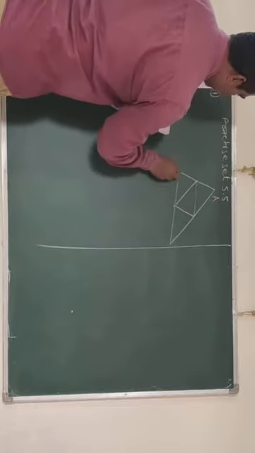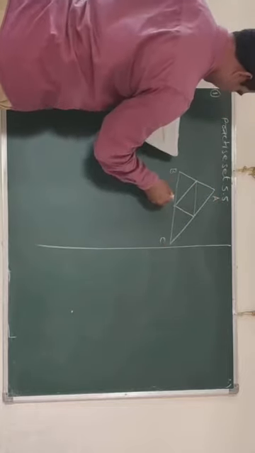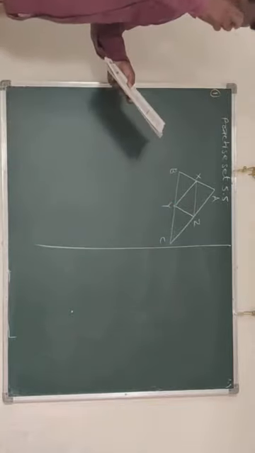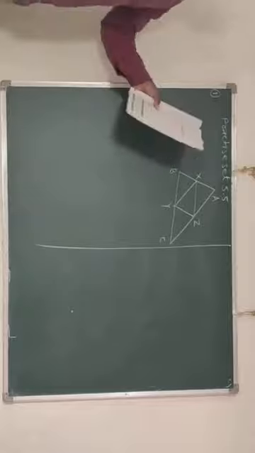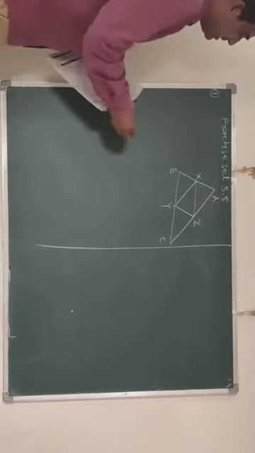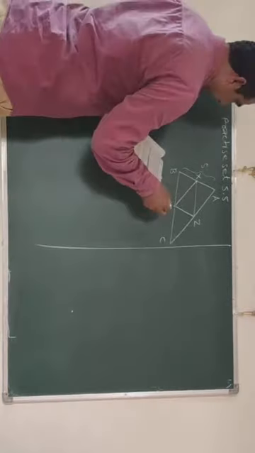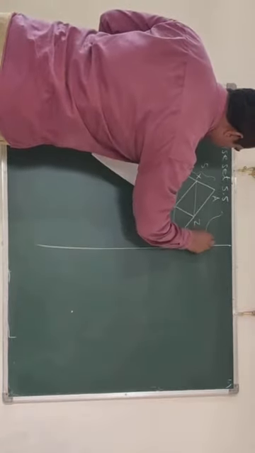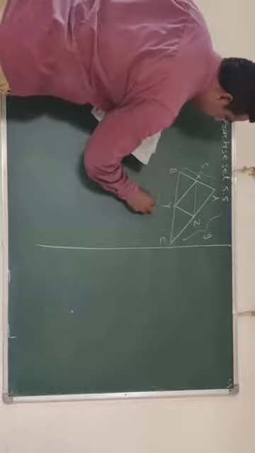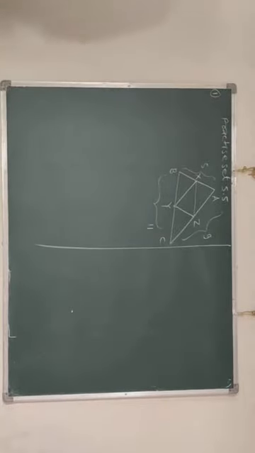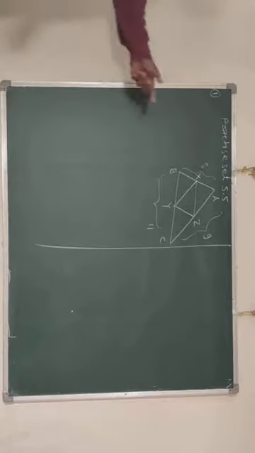A, B, C, X, Y, Z. In this, you are given that X, Y, Z are the midpoints. AB equal to 5, AC equal to 9, and BC equal to 11. These values are given to you. Find the length of XY, YZ, and XZ.